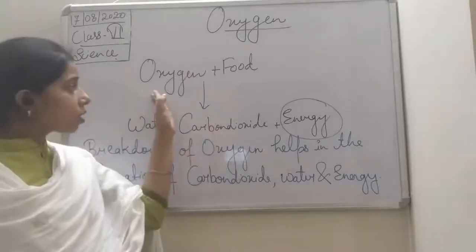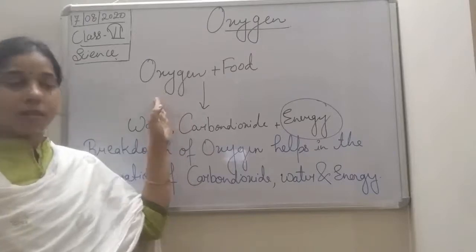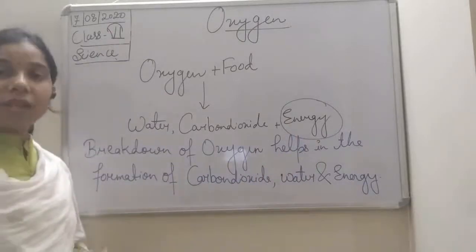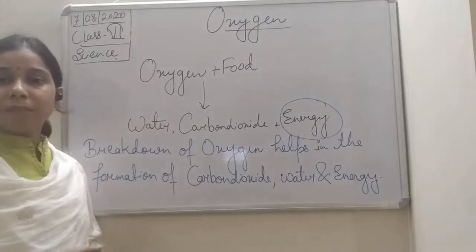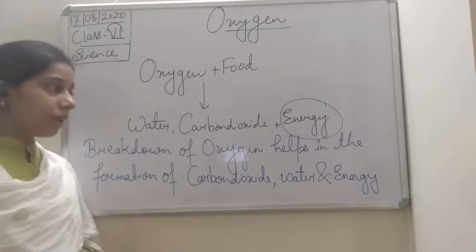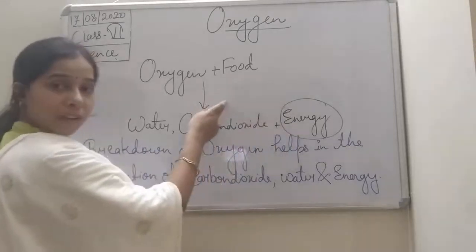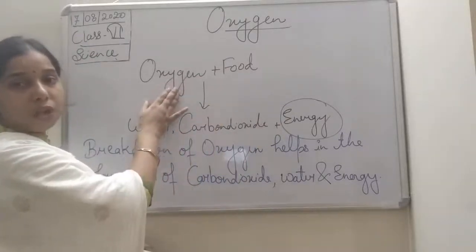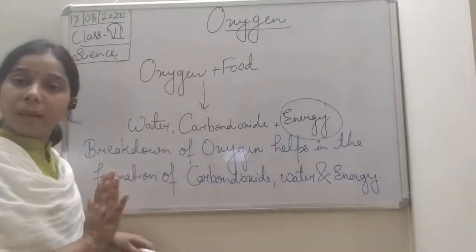So oxygen is responsible for the process of respiration, in which energy is released. And you know that energy is very important to carry out the different metabolic activities of living organisms. So energy plays a very important role, and we get this energy from the process of respiration. Respiration totally depends upon oxygen, because without oxygen, the process of respiration cannot take place.